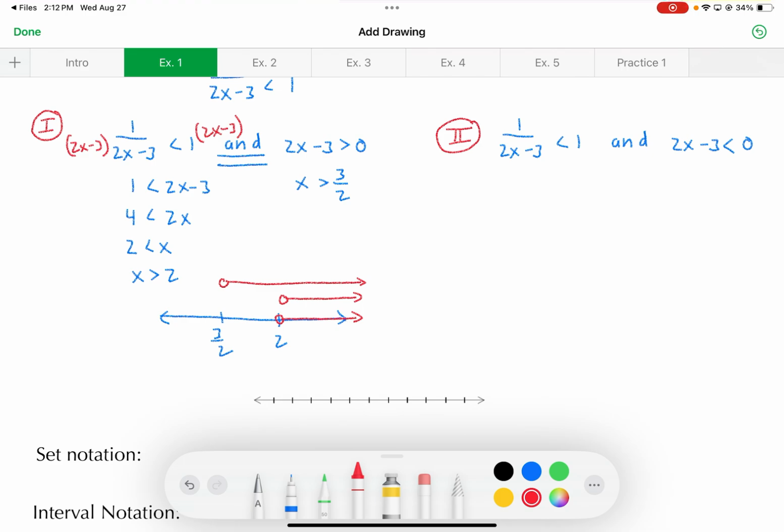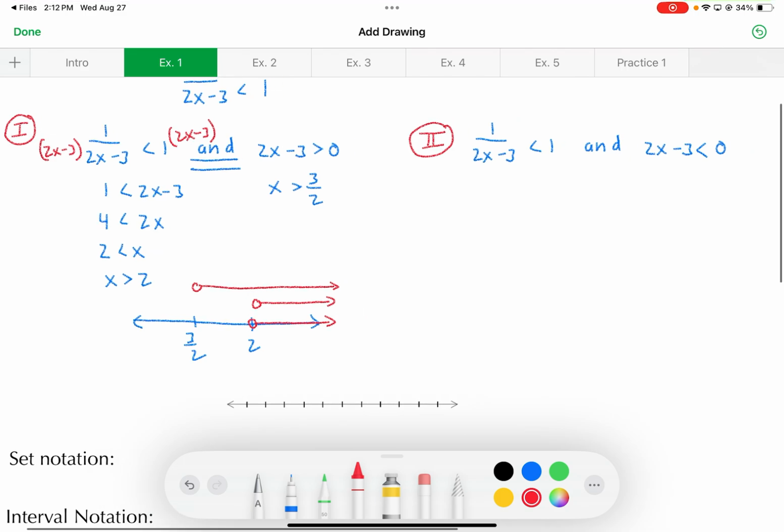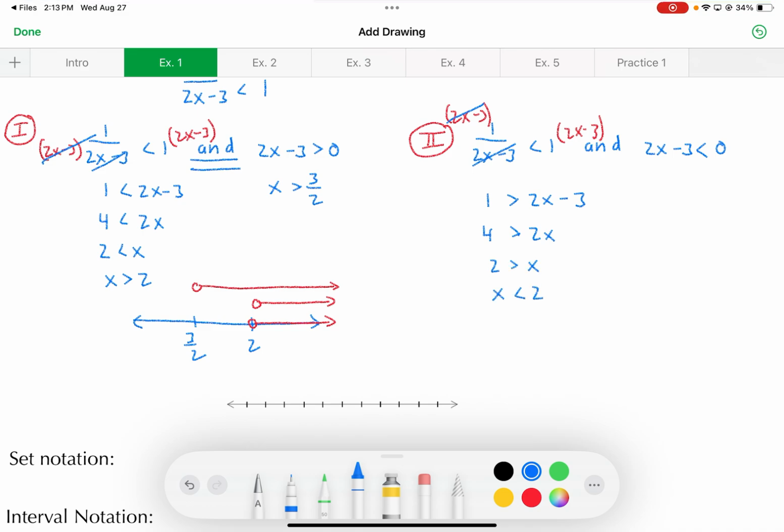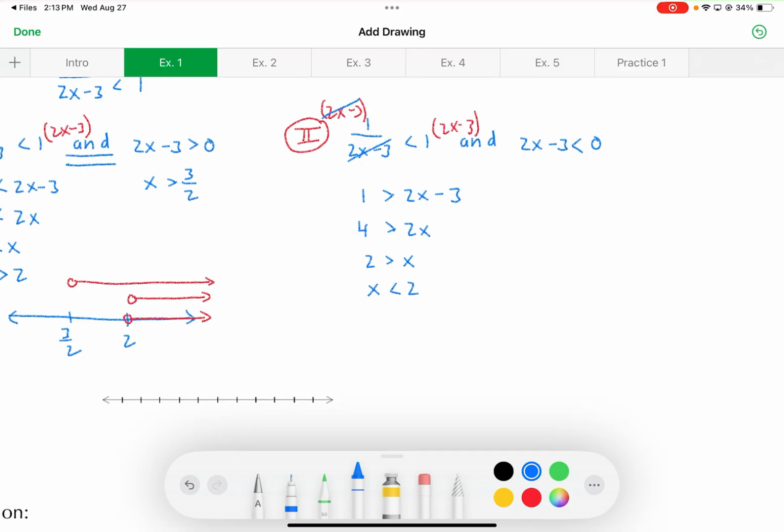All right, now we're going to solve the second case the same way. We're going to multiply both sides by 2x minus 3. But now 2x minus 3, being that it's negative, when we do this, we have to flip the inequality symbol, right? So these are going to wipe out. I've done that here too. And I'll make it now greater than 2x minus 3. 4 is greater than 2x, and then 2 is greater than x, or that's the same as saying x is less than 2. Over here, x is less than 3/2.